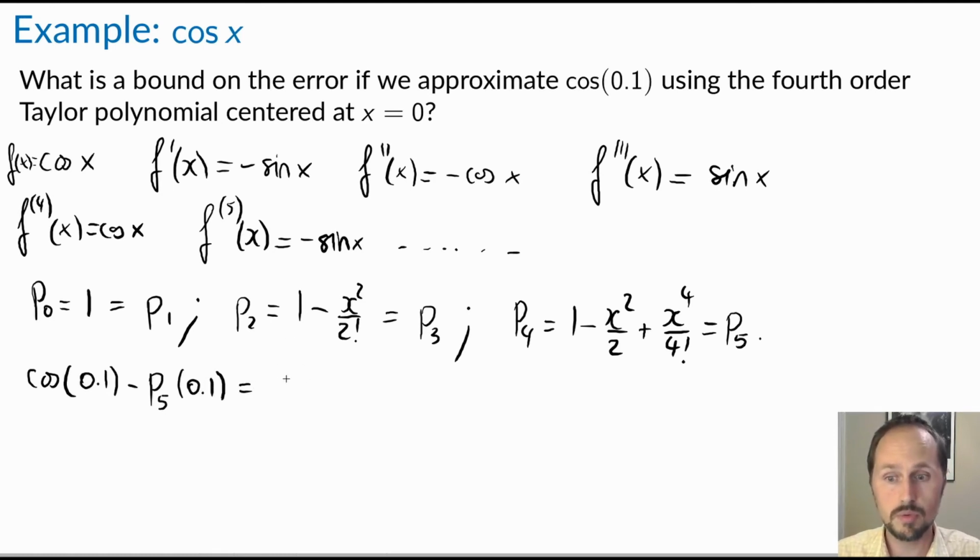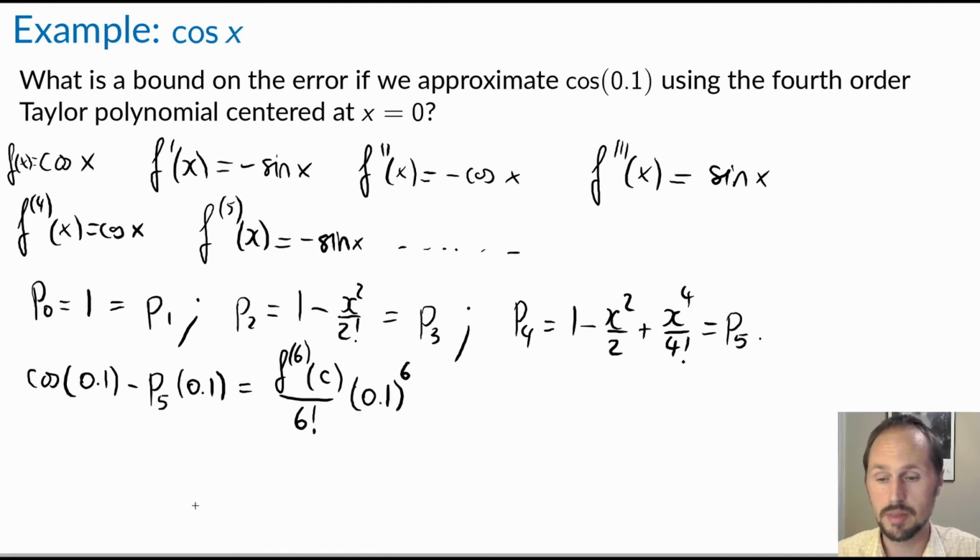well, that's going to be equal to, now I'm going to use Taylor's theorem with its remainder term, the sixth derivative evaluated at some point c. We're going to divide this by 6 factorial, and we're going to multiply by the x value, which is 0.1 here, to the power 6. That's applying the error term that we had on the previous page. That's the error term, or the remainder term.